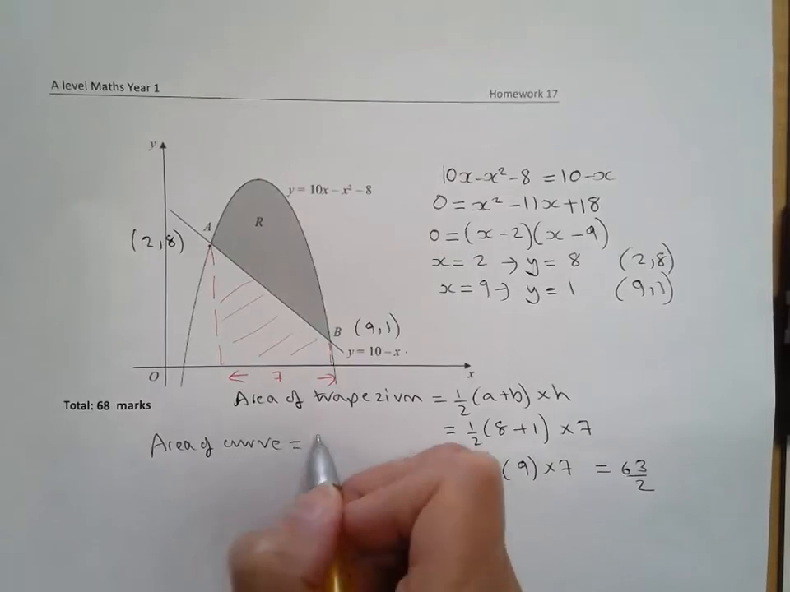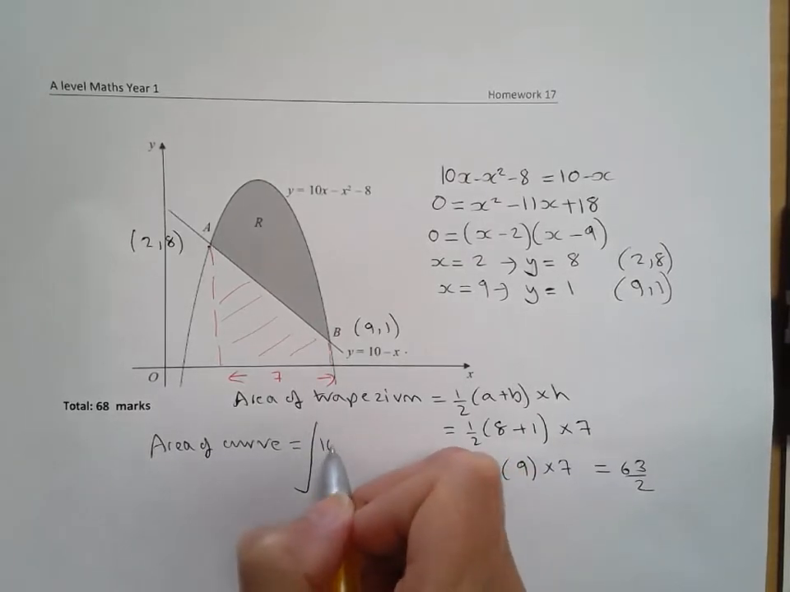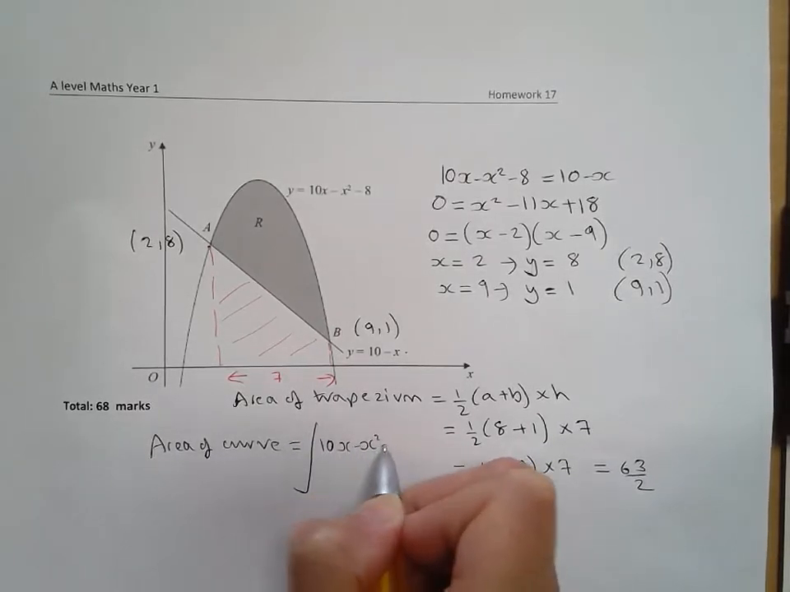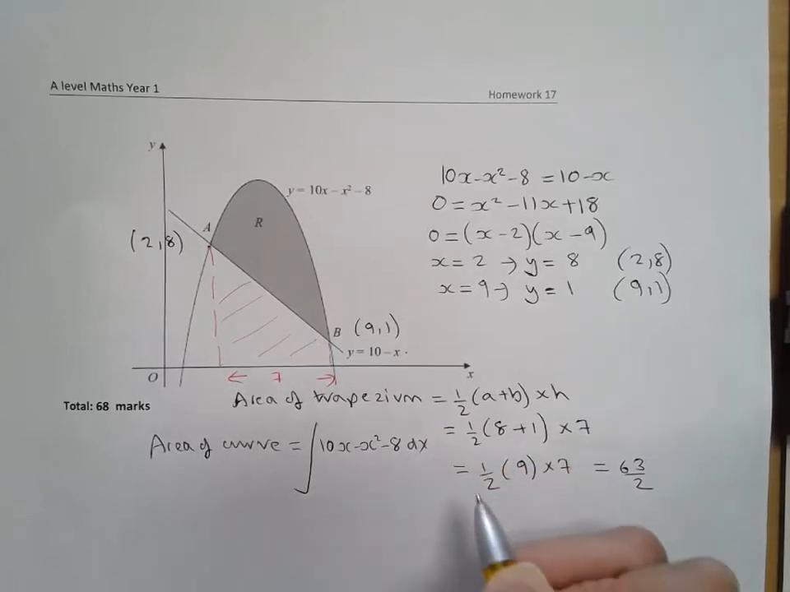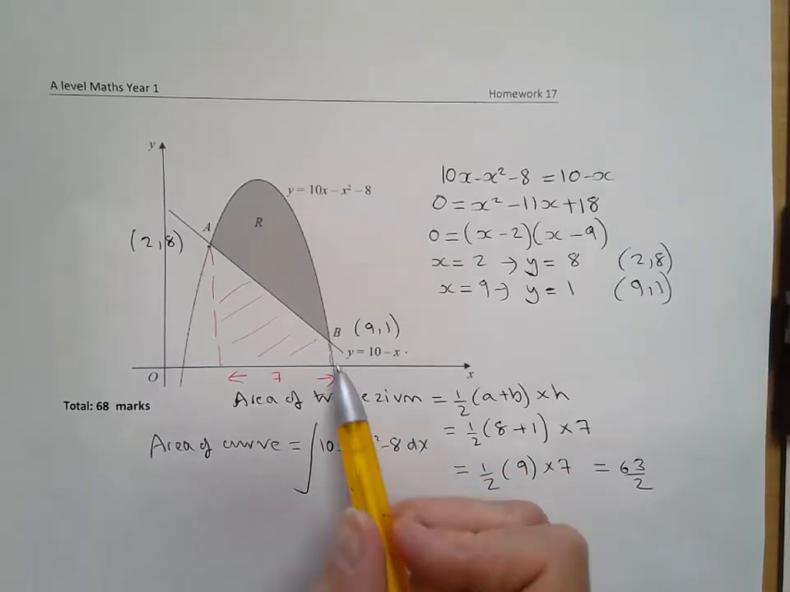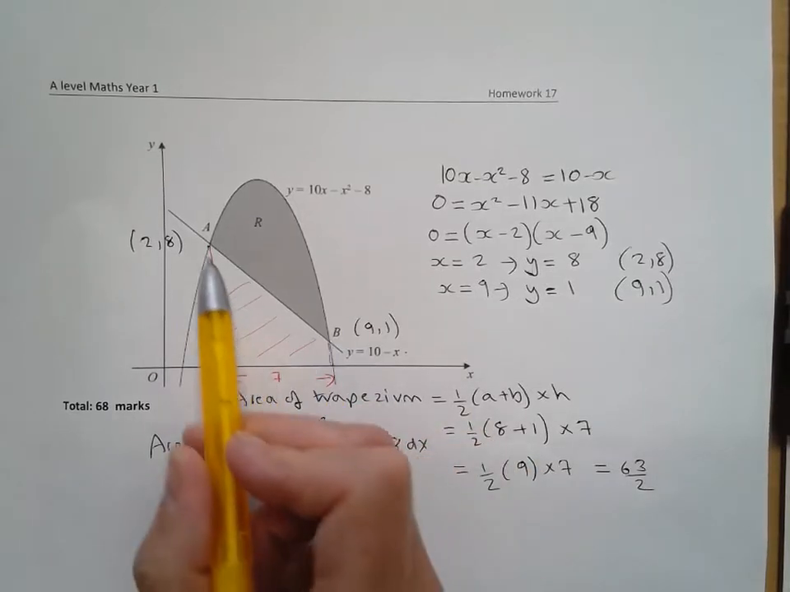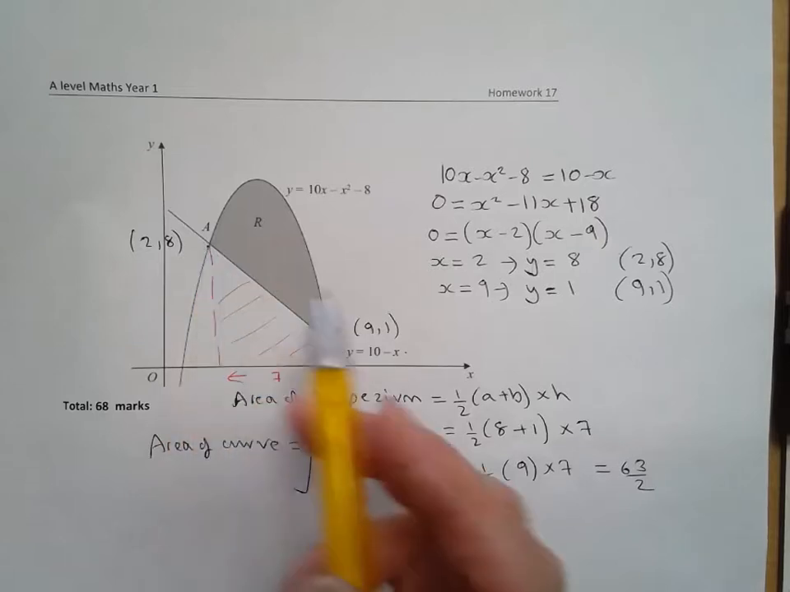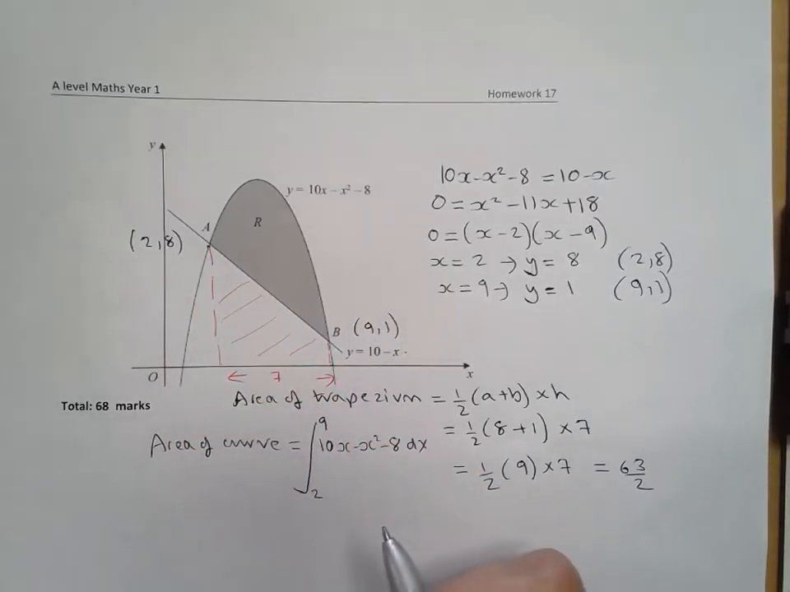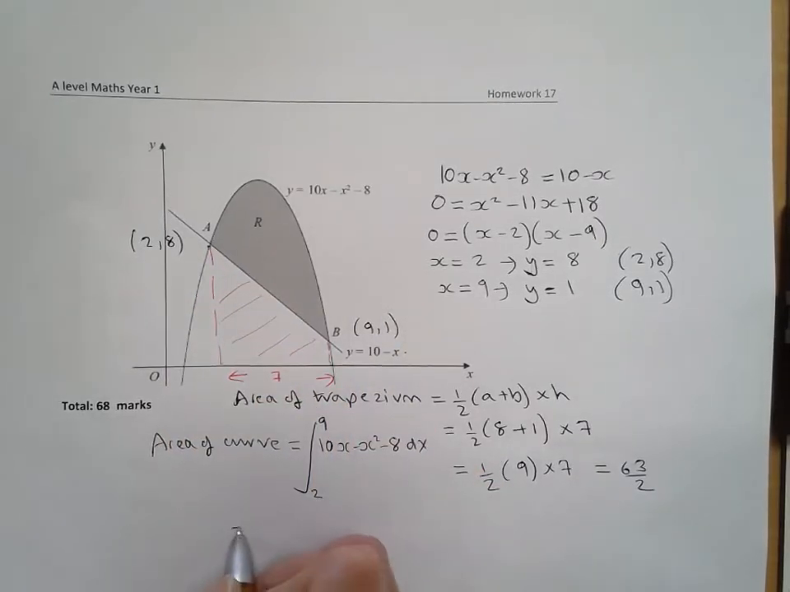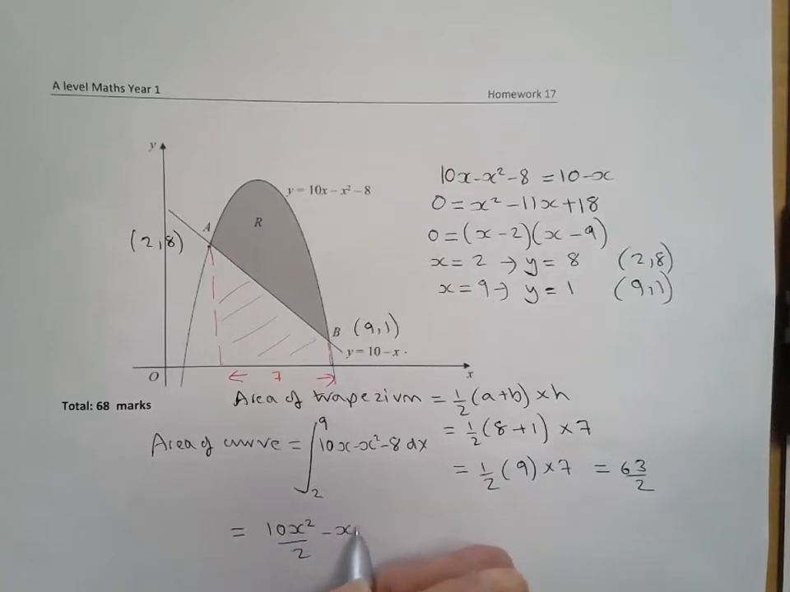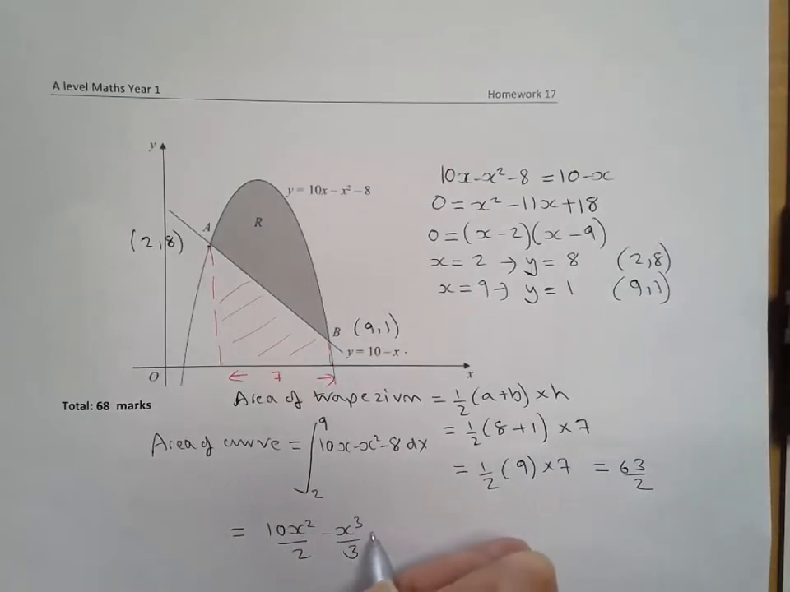I'm going to get that by integration. So I'm going to integrate 10x minus x squared minus 8 with respect to x. Now my limits are going to be A and B. So my upper limit is going to be the value of x at B, so that's going to be 9, and my lower limit is going to be the value of x at A, so that's going to be 2. So I integrate that. My limits are 9 and 2.